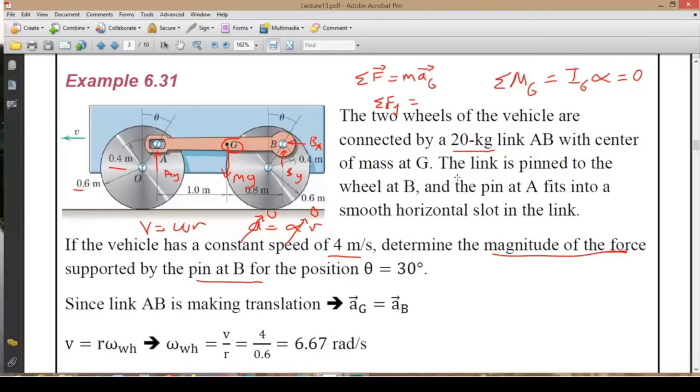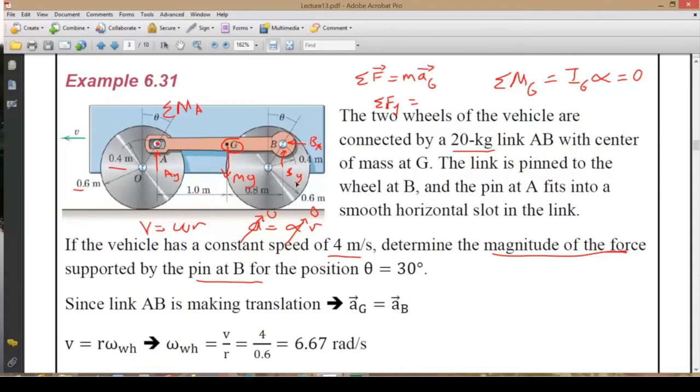Another way of solution is by making use of the alternative moment equation. In that case, we can choose this point A as our moment equation point. And in that way, we cancel out the effect of AY, because the moment generated by AY at point A is equal to 0.